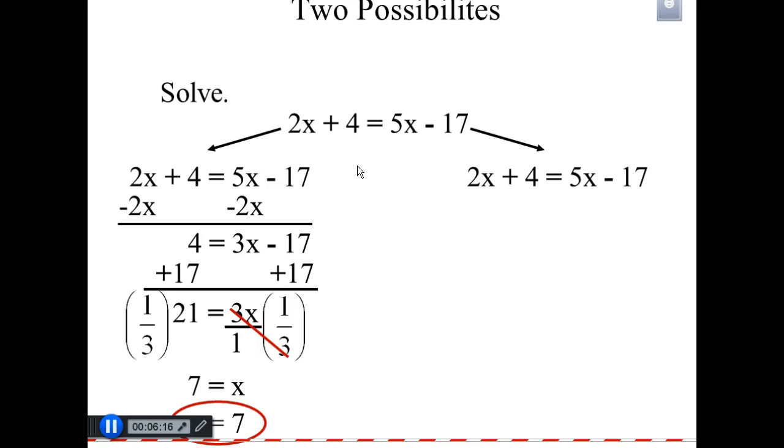The other way says, well, why don't we start off by subtracting 5x instead? It's still just as valid. It's still doing the opposite. That's perfectly fine, right? So we'll get negative 3x plus 4 equals negative 17.